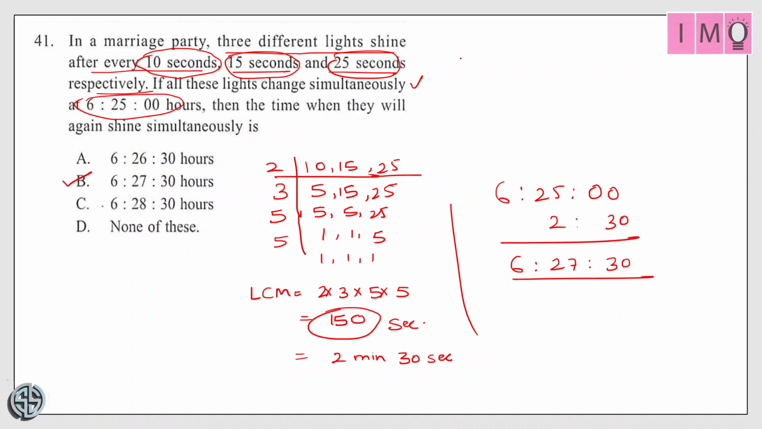You can also see it like this: after every 10 seconds the first light is shining, so the next times will be 20, then 30, 40 and so on. Similarly, the 15 second light will be shining at 30, 45, 60, 75, and so on. And the 25 second light is shining at 50, then 75, then 100, then 125, then 150 and so on.